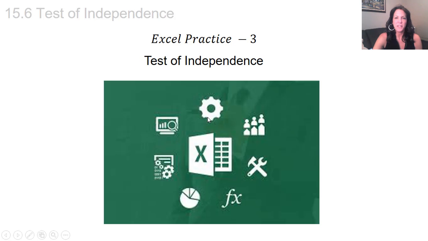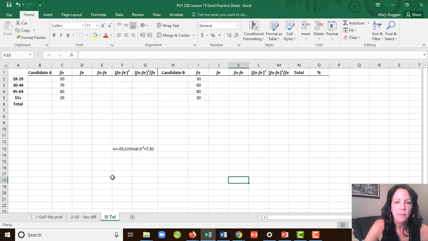Okay, let's do our test of independence. Go ahead and pull up your Excel sheet. Okay, I'm on the third tab, and hopefully you are too. And what do we have here? We have the candidate data for candidate A and for candidate B split out by the different age groups.